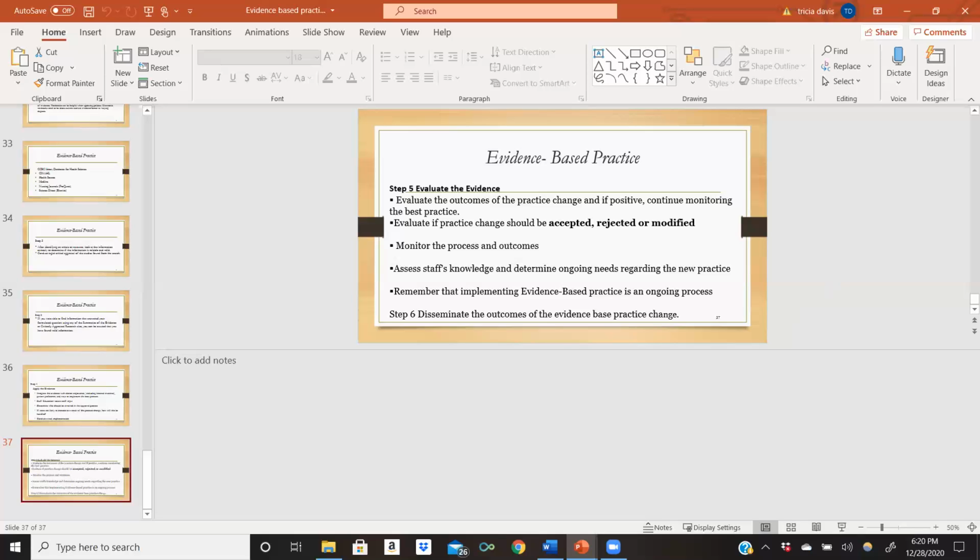And like I said, you guys are going to continue to hear a lot more about this. This is just the very beginning, but this just gives you a good overview of what you guys are going to expect. All right, that's it for evidence-based practice. And we are going to be moving on to nursing process next.